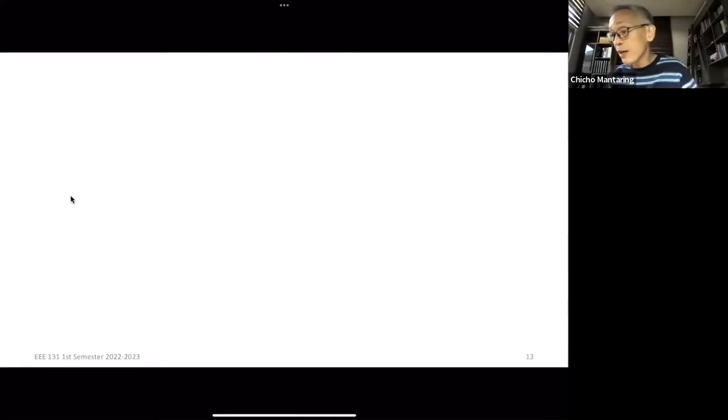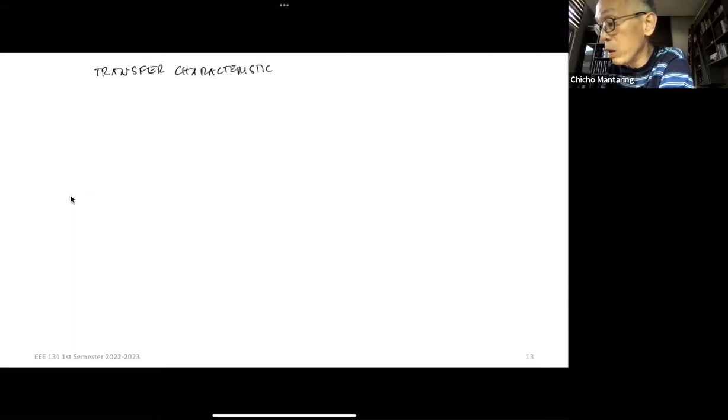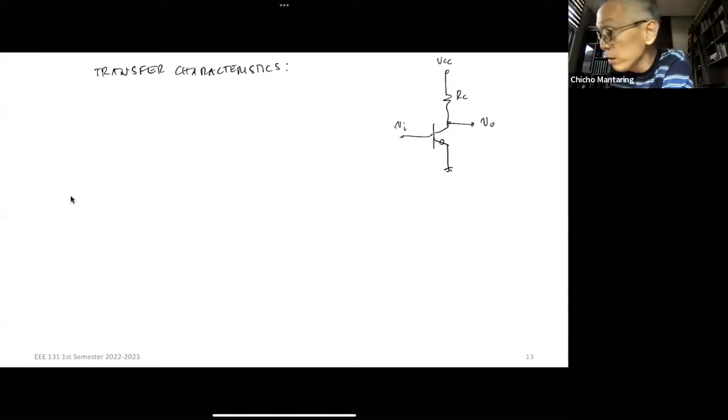Okay. What does my transfer characteristic look like? So this is for this pa rin, ano? So it's still this VI, VCC, RC, DO. Let me use capital, no? Capital, small v capital I and small v capital O.